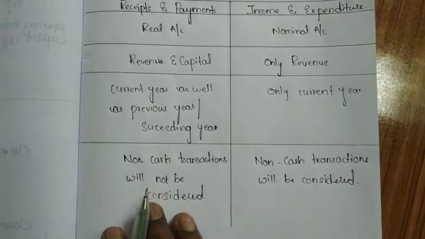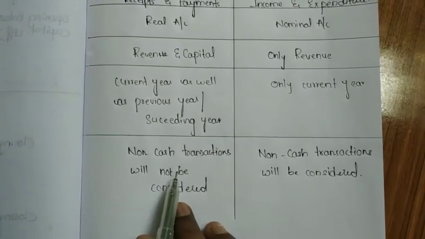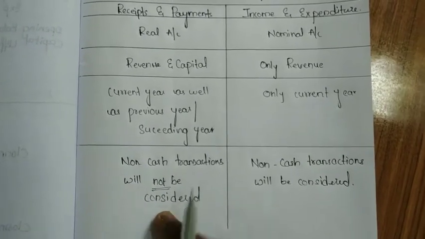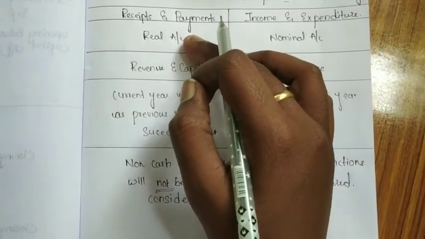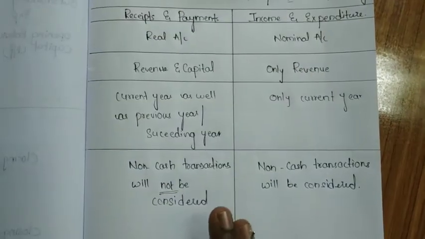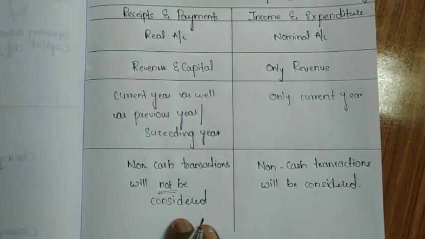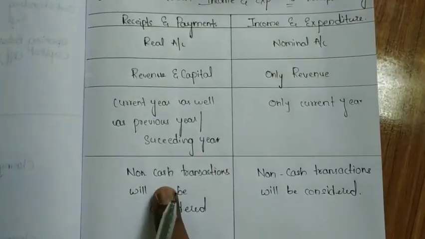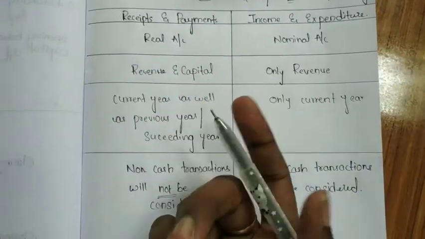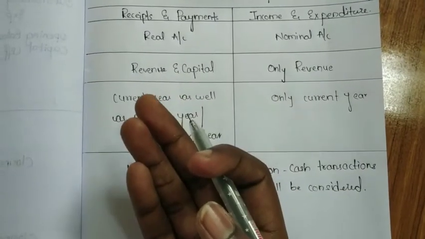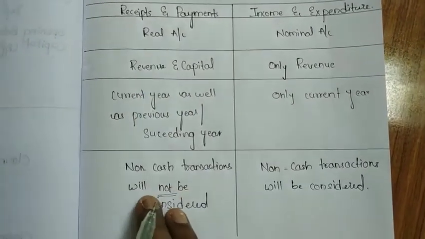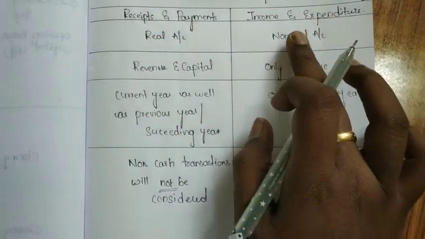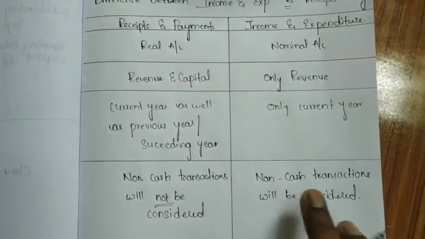Next difference: non-cash transactions will not be considered in receipts and payment account. I said this receipts and payment account is like a cash account. That means all the transactions related to cash will be considered under this account. Non-cash transactions, meaning any depreciation or any bad debts, will not be considered in receipts and payment account. Whereas in income and expenditure, we will consider the non-cash transactions.